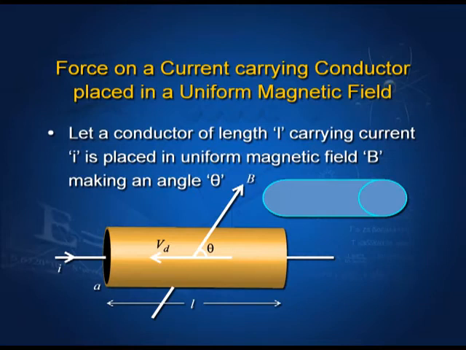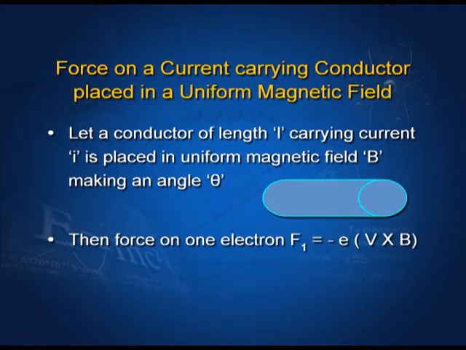Let us have a conductor of length L carrying current I. If this conductor is placed in uniform magnetic field B making an angle theta, then all the free electrons available in the conductor will experience force. Let us have an electron whose charge is minus e moving with velocity v, then force on this electron F is equal to minus e into v cross B.